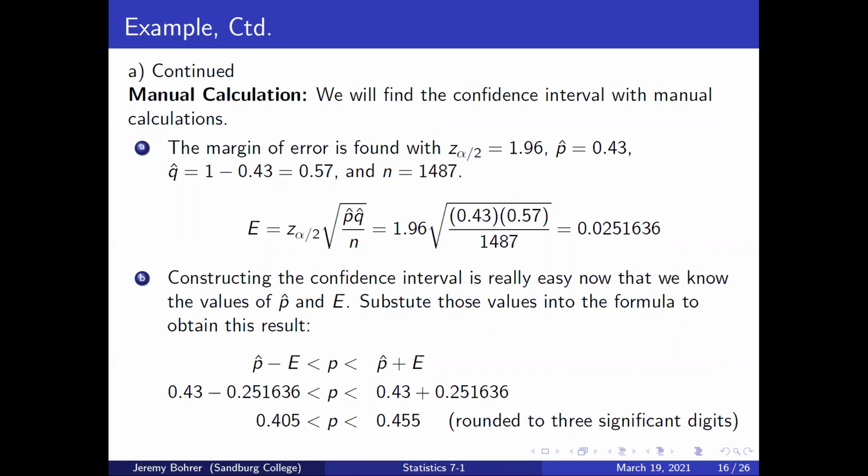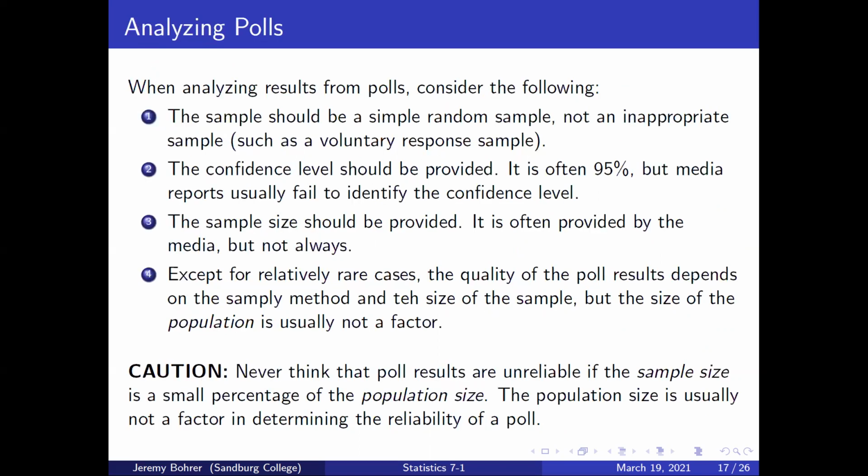B, constructing the confidence interval is really easy now that we know the values of p hat and E. Substitute those values into the formula to obtain this result. P hat minus E is less than p, which is less than p hat plus E, which is 0.43 minus 0.0251636 is less than p, which is less than 0.43 plus 0.0251636. So 0.405 is less than p is less than 0.455 when rounded to 3 significant digits. We will pause here and continue in the next video.